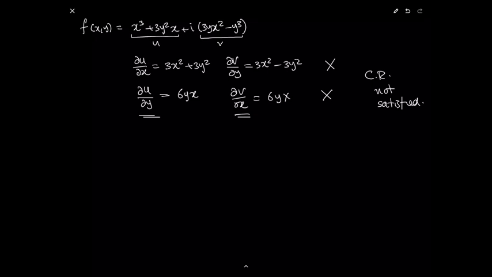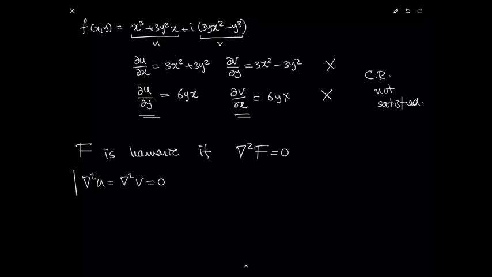Now, the Cauchy-Riemann conditions can be used to show that if f is analytic, then u and v are harmonic functions. Okay, what is a harmonic function? Suppose you have a function f. f is harmonic if you take the Laplacian of it and it's equal to 0. It satisfies Laplace's equation. All right. So this means that if f is an analytic function, then u and v satisfy these conditions.